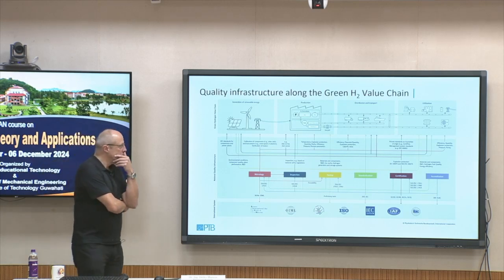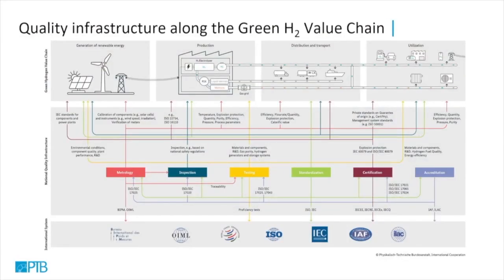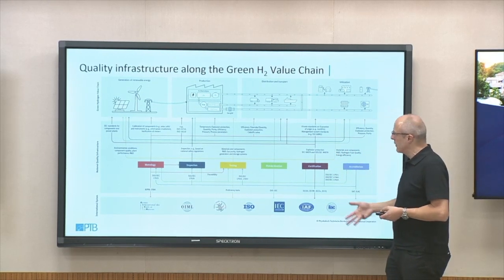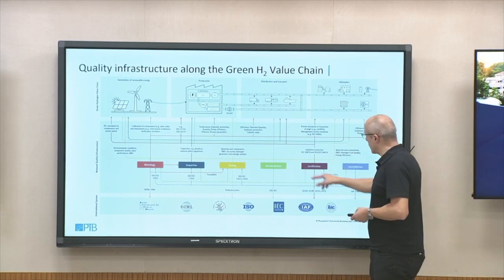And this is the green hydrogen value chain. So you produce electrical energy using renewable sources, and then in your electrolyzer you produce hydrogen, you transport this hydrogen, and finally you have the utilization at the end user. And along this whole chain we have to apply standards, we have to measure, we have to consider inspection, testing, and standardization and certification.